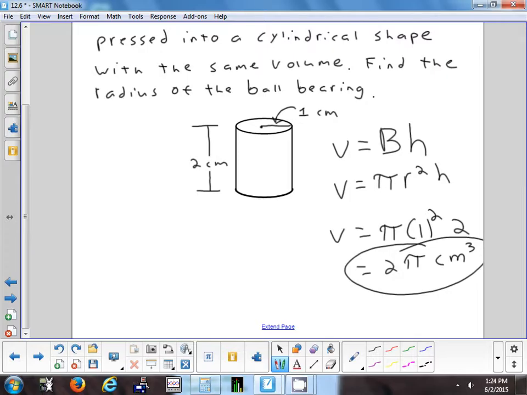Okay, Kiara, what's my height? 2. 2? 1 squared is 1. 1 times 2 is 2. That's the volume of the cylinder: 2 pi cubic centimeters.